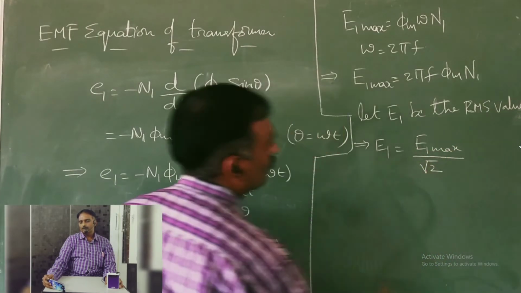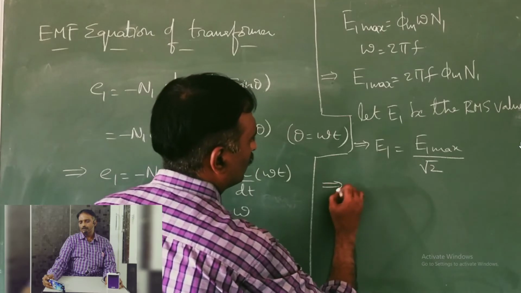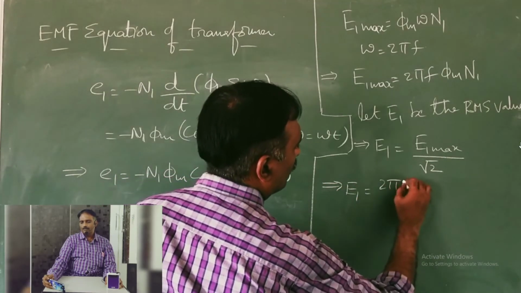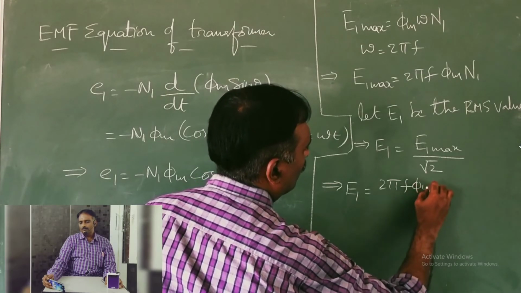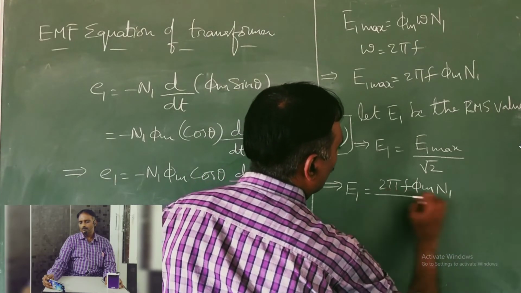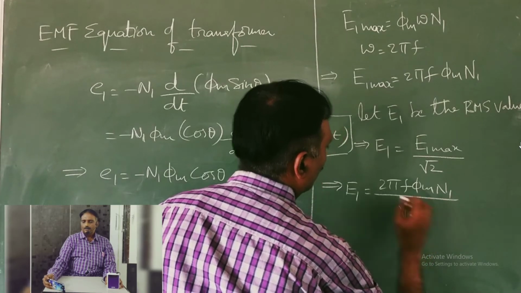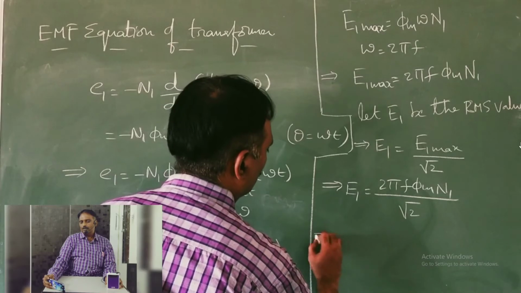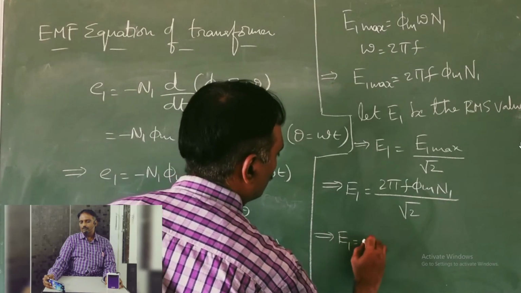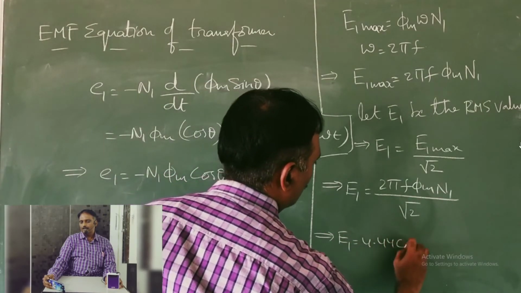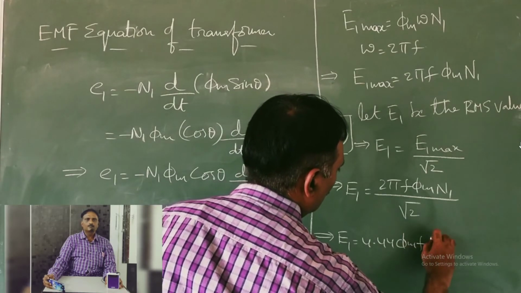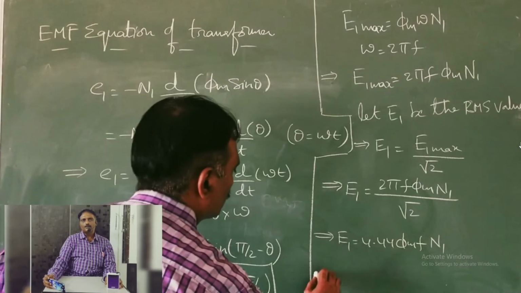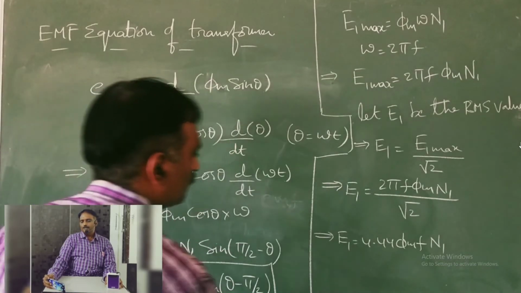Substitute for E1 maximum in this equation, we get E1 as equal to 2 pi f phi m n1 divided by root 2. And if you simplify this, we are going to get E1 as equal to 4.44 phi m f n1. So this is the equation for induced EMF on the primary side. The same equation can be written for the secondary side also.